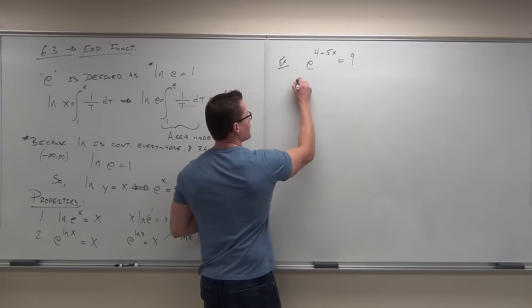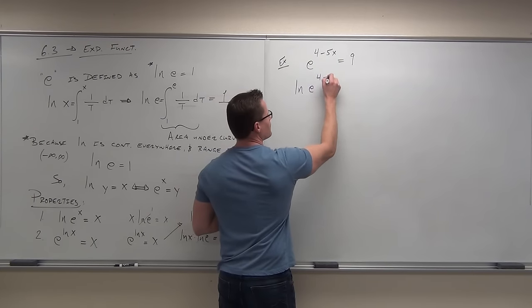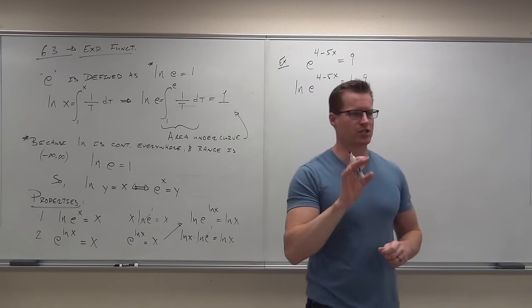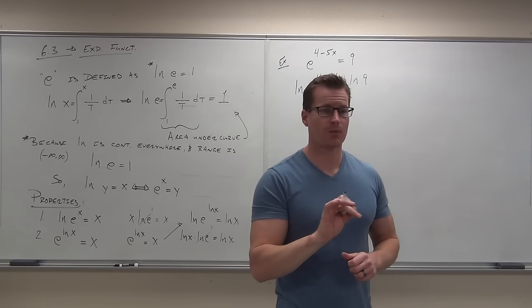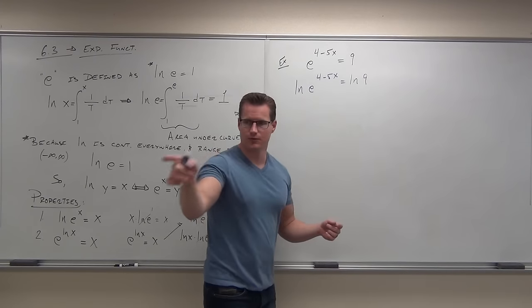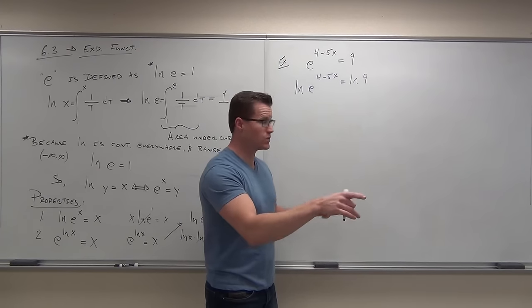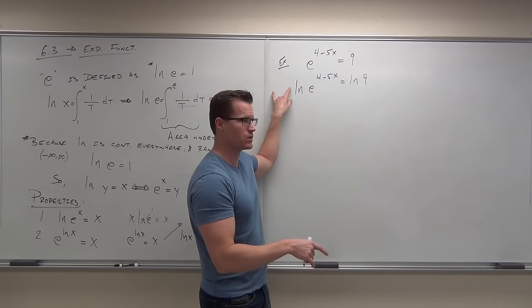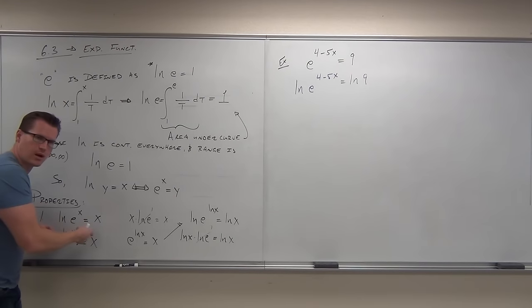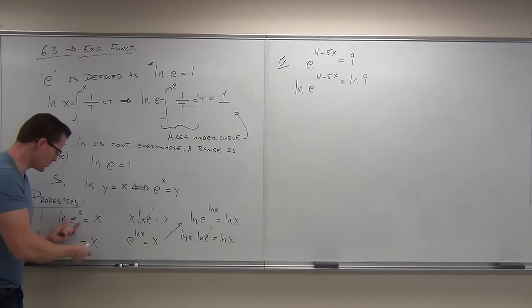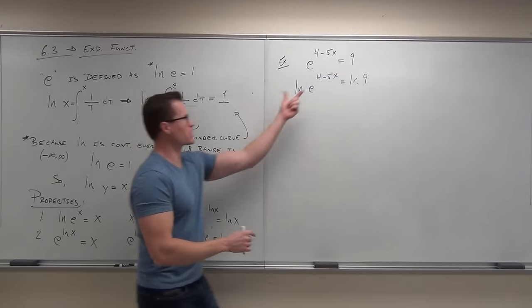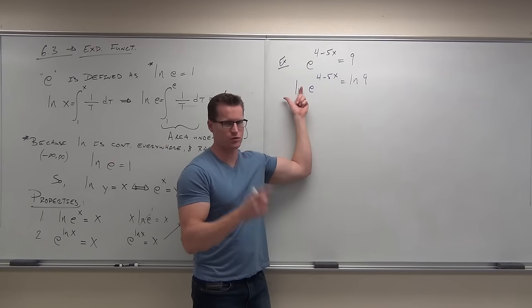So if we do that, we do ln of e to the 4 minus 5x, and ln of 9. Someone out there explain to me why in the world we just did that. We do have to do it to both sides, but why did we bother with ln? Good, very good. You can do this one of two ways. You can bring the exponent down if you want to. You can just understand that because of this property, this is proved, right? If something's proved, you get to use it. So this says that our answer is going to be this argument, this exponent right here. So yeah, you can bring it down, make sure it's in parentheses. Don't forget those parentheses.